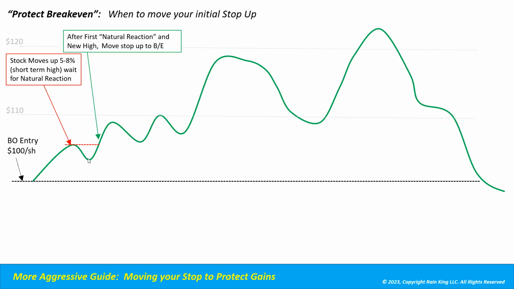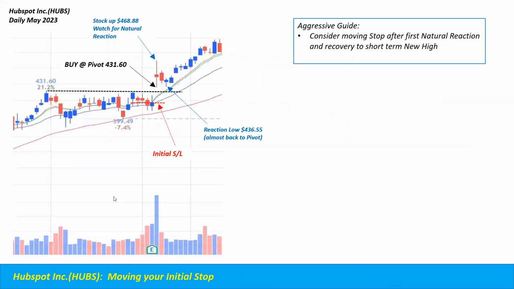But sometimes the price action, if it comes back and hits a key moving average, a 10-day, a 21-day, and reverses and sets a high, telling us there's momentum behind the stock, then it might be appropriate, if you're aggressive, to move that stop immediately to break even to protect your position. So let's look at this in action.